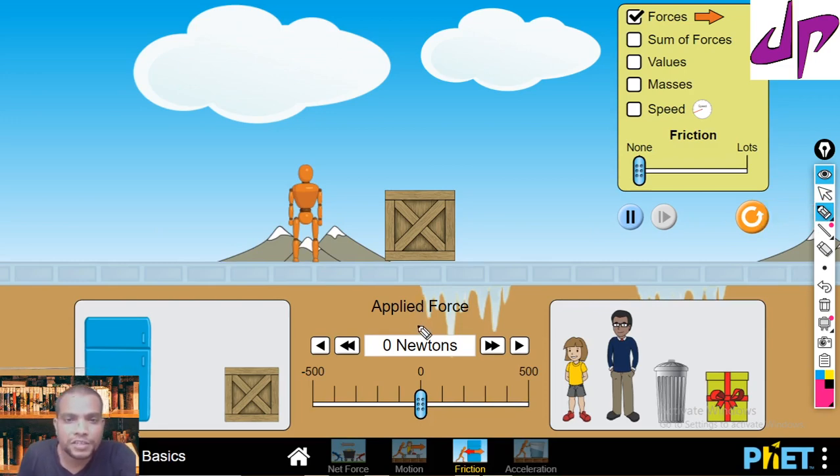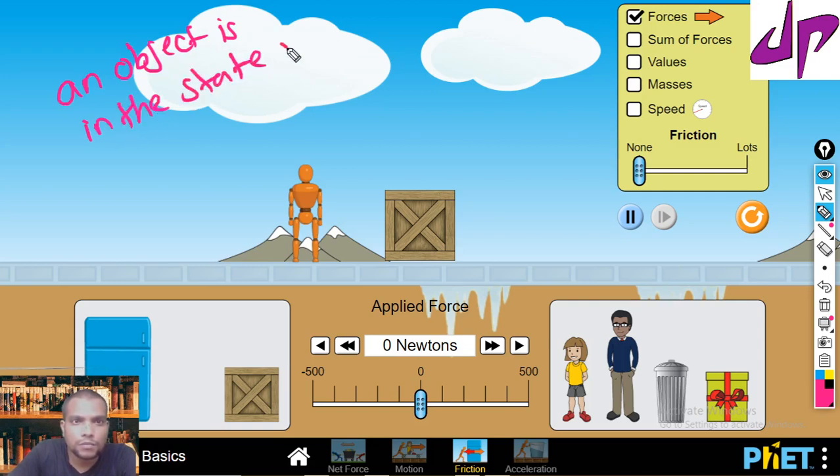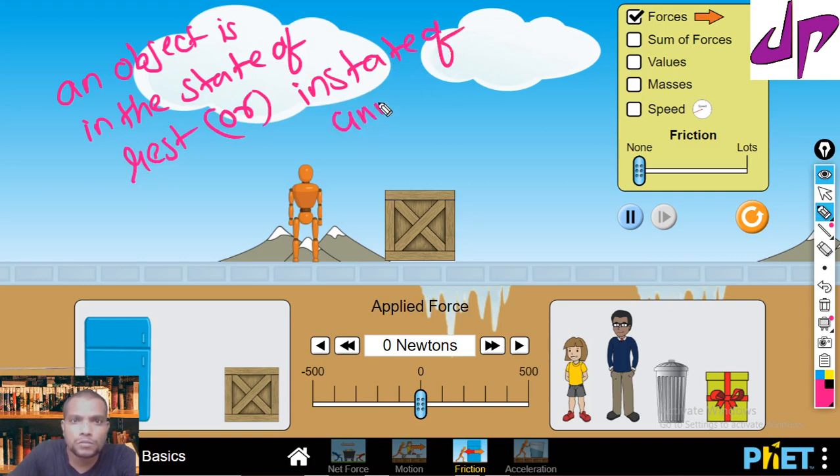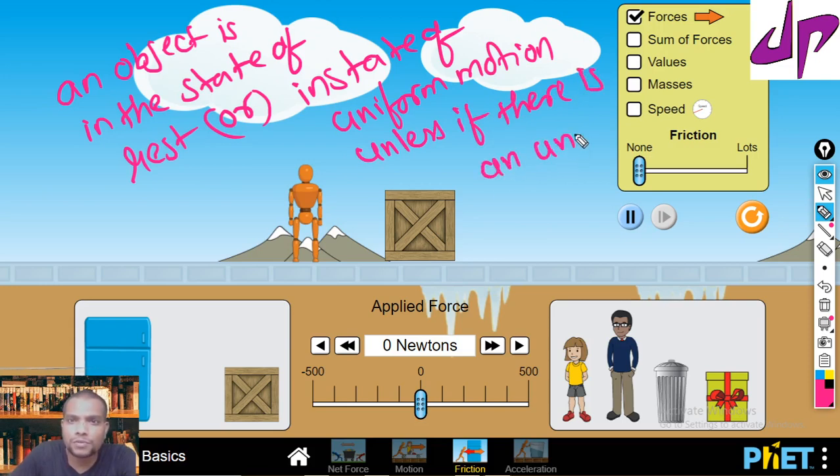Let's see this PhET simulation. So Newton's first law says an object is in the state of rest or in the state of uniform motion unless there is an unbalanced force. So this is Newton's law statement.